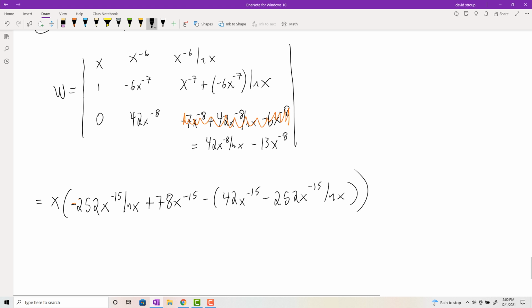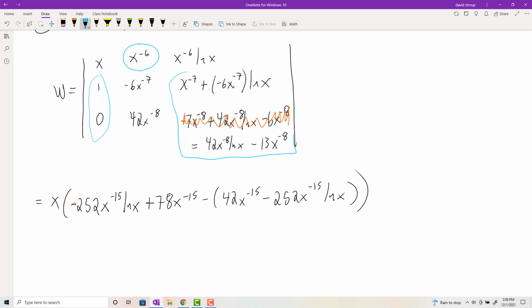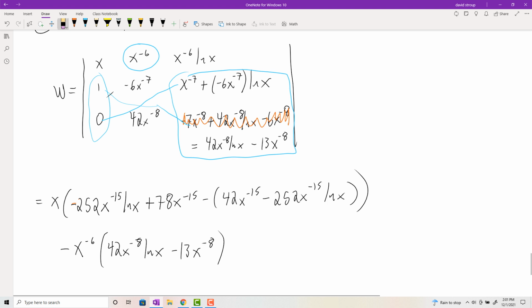Then you go to the second column, and you use this guy and the determinant from this portion in blue, the diagonal on those. So that times that, minus that times that. Okay, but on the second term, you're always putting a minus in front of everything. So second term will be minus x to the negative 6 times 1 times 42x to the negative 8 ln x minus 13x to the negative 8, and then minus 0. Okay, so at least that works out kind of nice, if nothing else does.